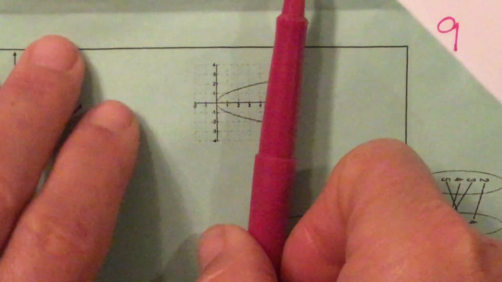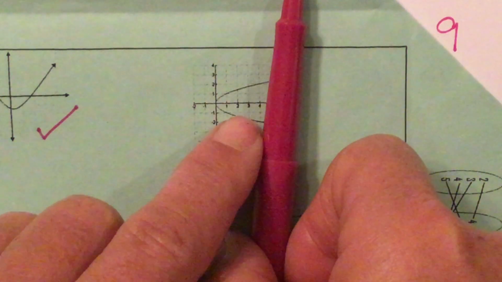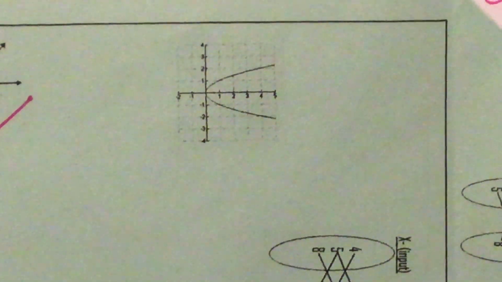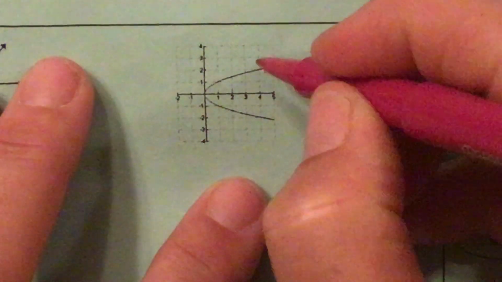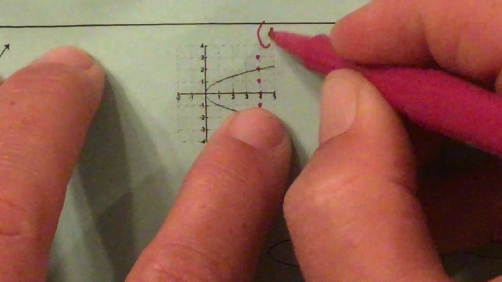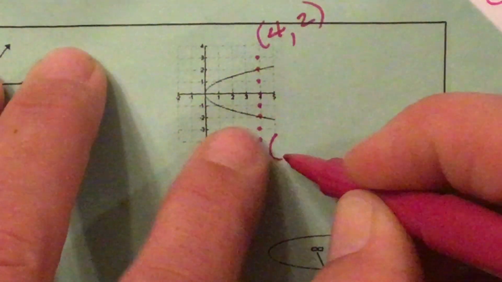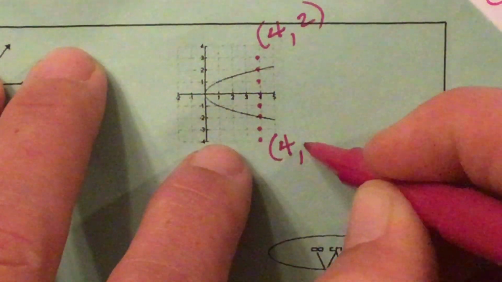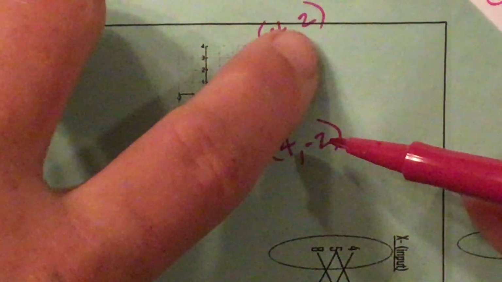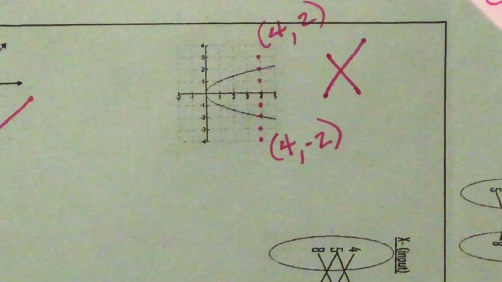If you notice, on the other one, it hits here and hits here. Why is this not a function? Because if I look at this point right here, it is 4 and 2, and here I have 4, but I also have a -2. And we said you cannot have the same x and two different outputs. So this is not a function, okay?